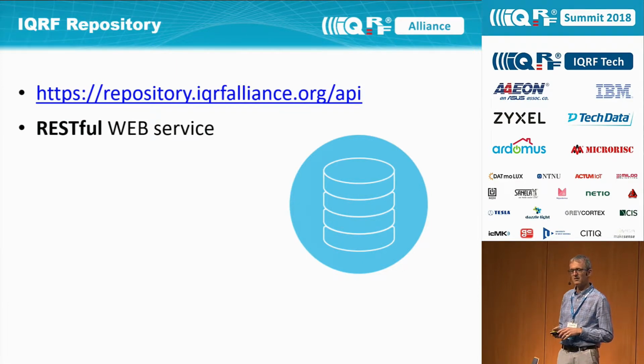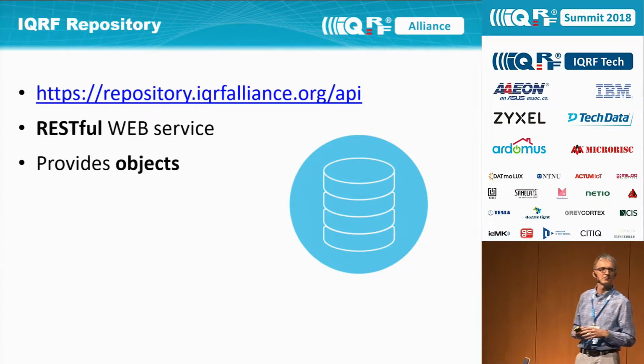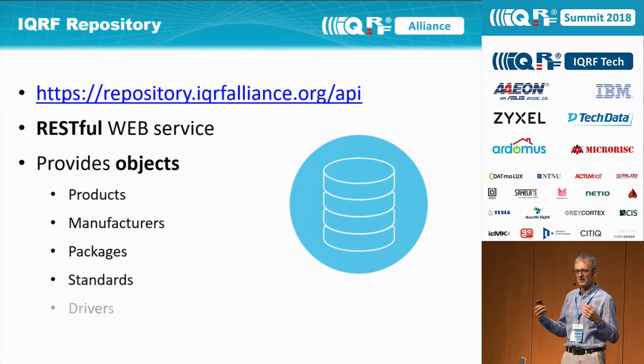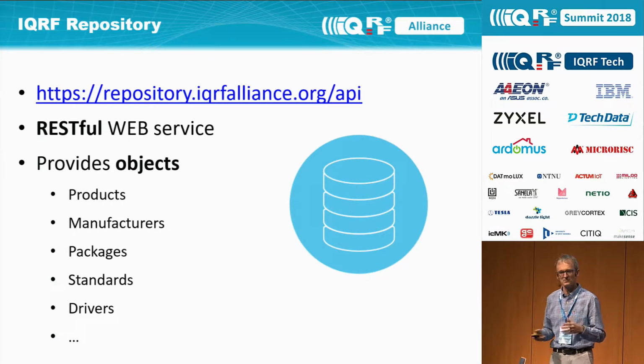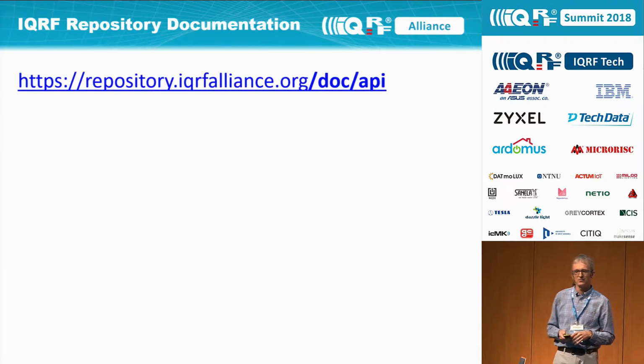It's actually a server giving an API in a RESTful way. The basic functionality, the one and only functionality it gives, is to provide information about important objects of IQRF. To name them, there are products, manufacturers, standards, packages, you name it. Using the simple API, you can find out the details about all these objects. The API is fully documented. You will find the documentation at that URL.